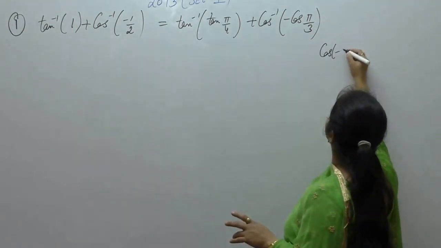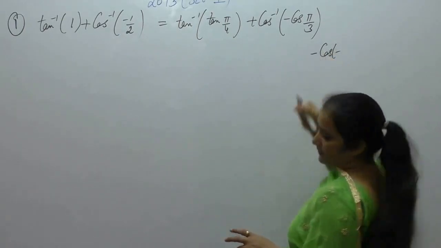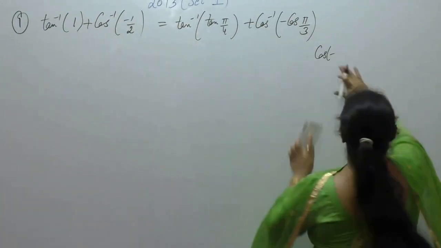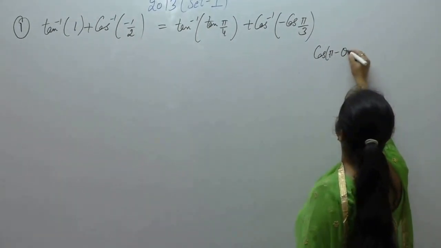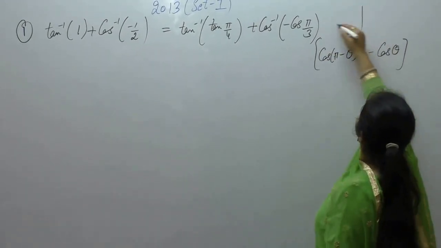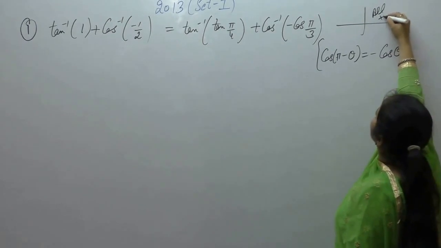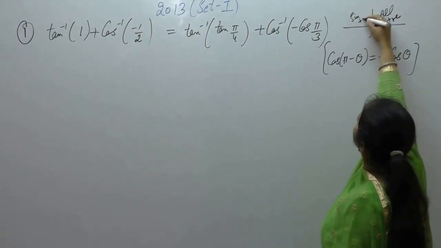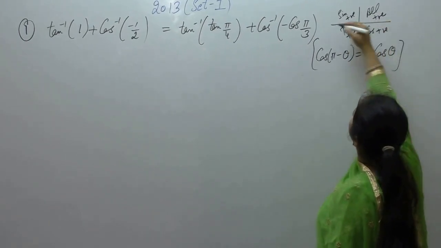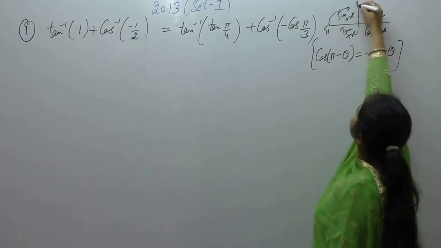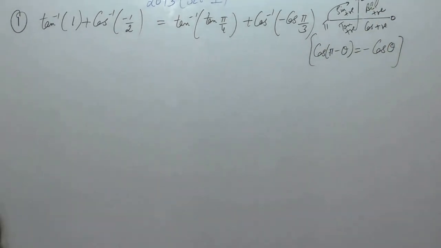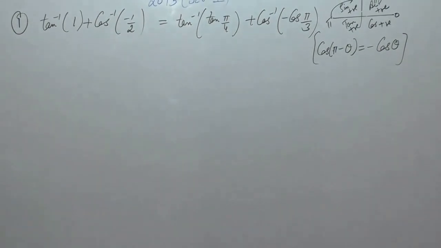Now cos of pi minus theta is minus cos theta. All positive in the first quadrant: sin positive, tan positive and cos positive. So in pi minus theta, what will happen? Cos will be negative. Therefore cos of pi minus theta is minus cos theta.